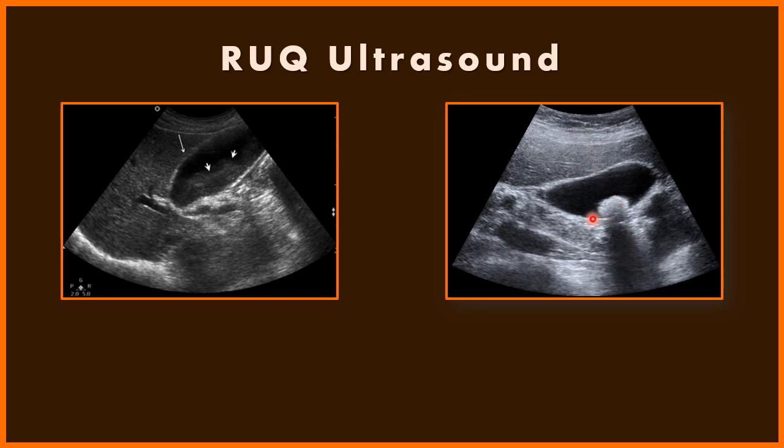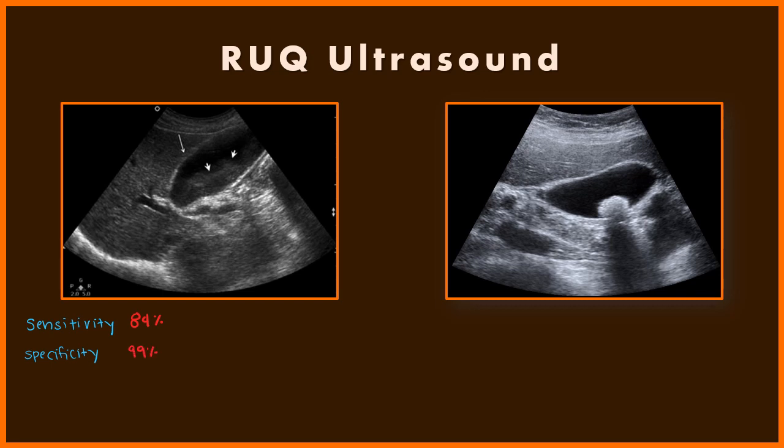Now, one thing I also want to point out is it's also important to look at the walls. Here you can see it's a fairly thin wall with no fluid around it. If you see a thickened wall with fluid, that's more consistent with cholecystitis, and you want to become suspicious of that. Typically, the sensitivity for a right upper quadrant ultrasound is 84%, and the specificity is very high, 99%.